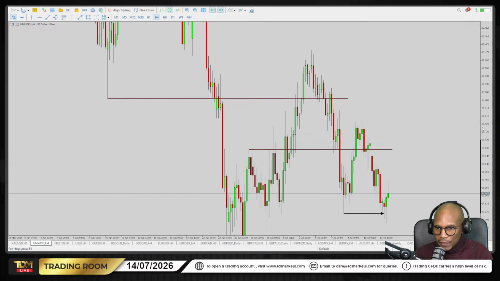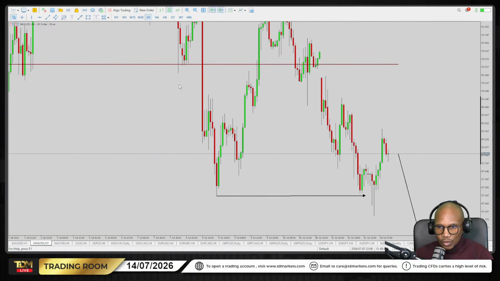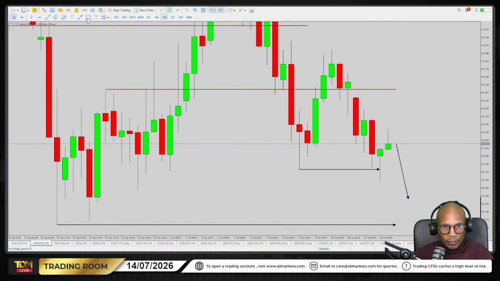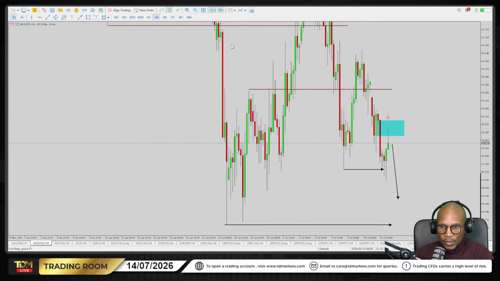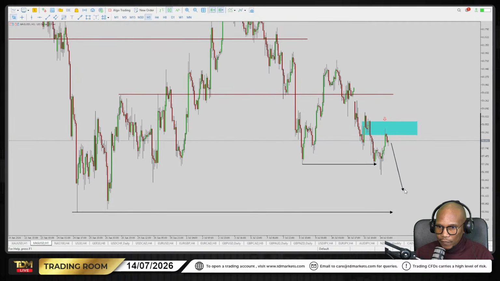Silver, the same thing. According to the structure on silver, it needs one more push down as well, because this cycle, this impulse, is not complete. We are still trading within the impulse, within the cycle. So one more push to the downside is coming. We're looking for a lower high anywhere around this area, and then for price to resume trading lower.